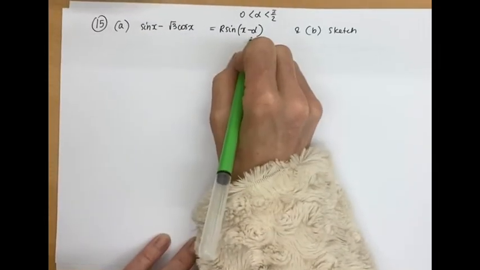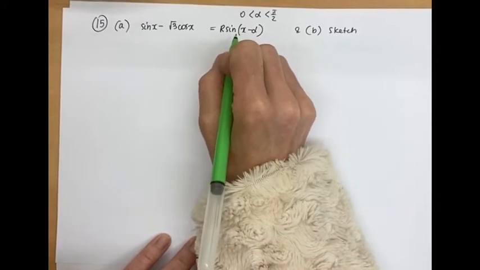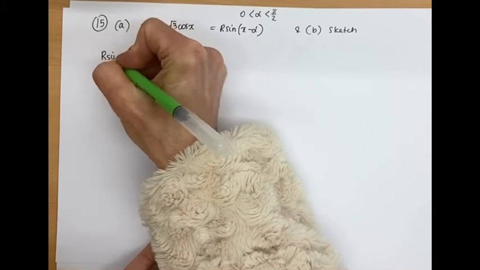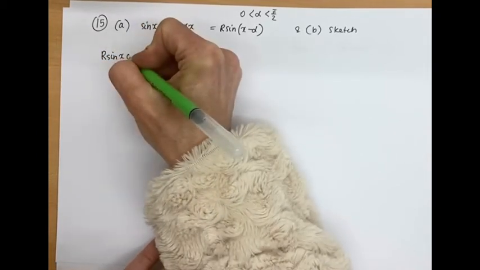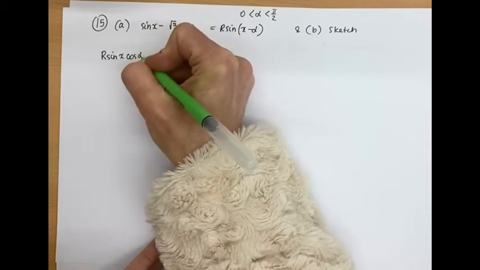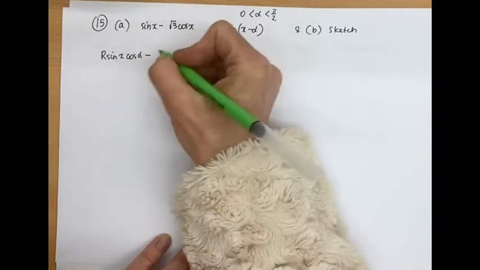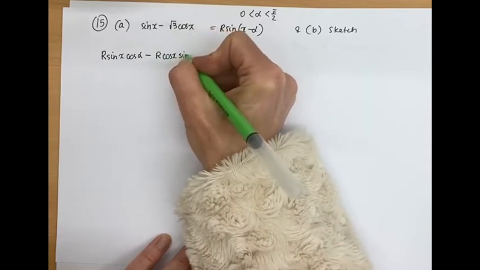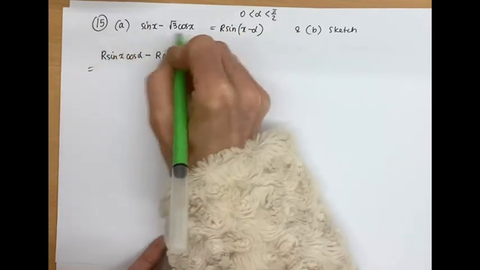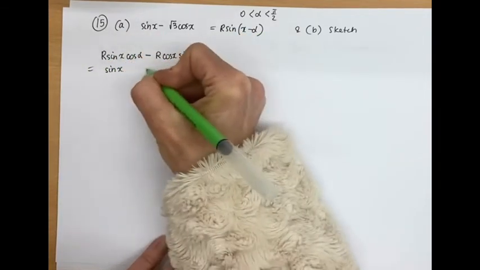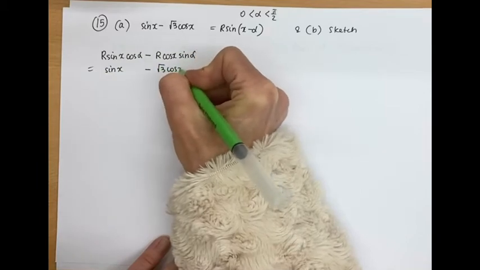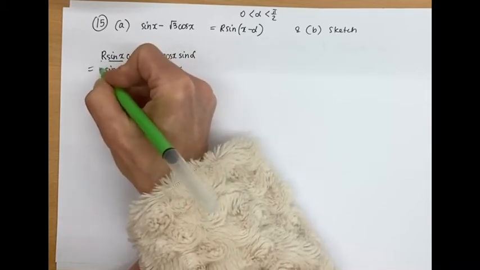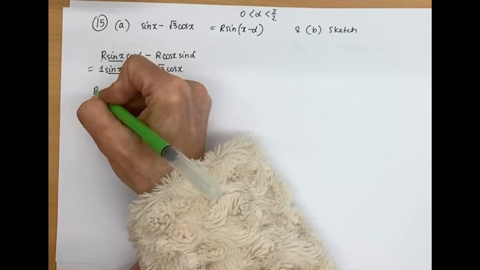The first thing we need to do is write the expansion. This one is sine a minus b. So we're going to write it as r sine x. Remember, sine and cos get together, so cos alpha. This time, if it's a sine expansion, minus is going to occur. Cos x and then sine alpha. This has to be equal to our sine x minus root 3 cos x. Let's compare. So over here, I've got sine x and sine x. You've got 1 sine x, and that's equal to r cos alpha.